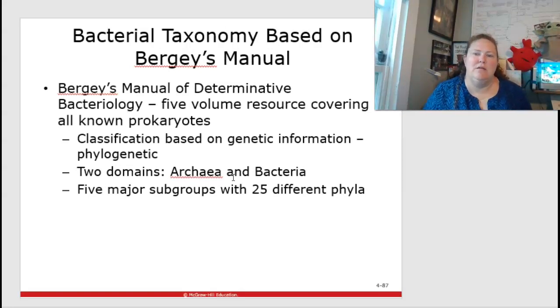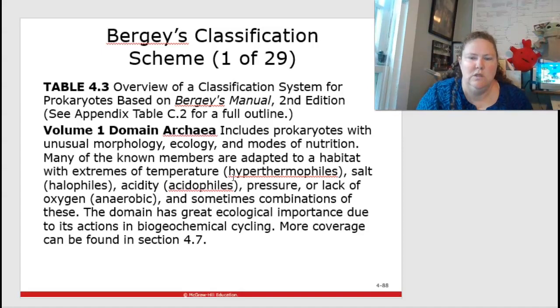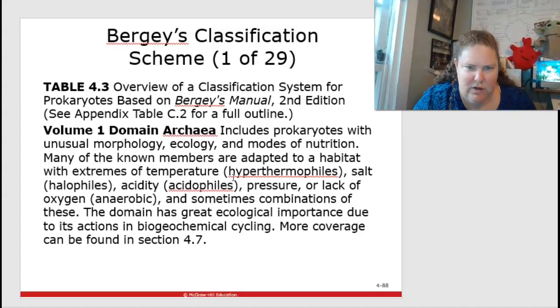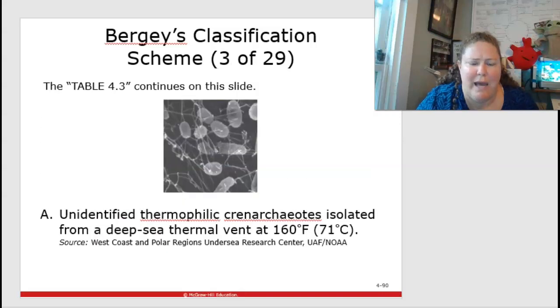So bacterial taxonomy is based on Bergey's Manual of Determinative Bacteriology. There are 5 volume resources that cover all known prokaryotes, and they're classified based on genetic information, and this is called phylogeny or phylogenetic. There are 2 domains, archaea and bacteria, and there are 5 major subgroups within 25 different phyla. So if you look in your book and we look at Bergey's classification, you can see that volume 1 is the domain archaea, right? These are different ones that go in there, and this is going to be in your book too, or you can refer back to it.